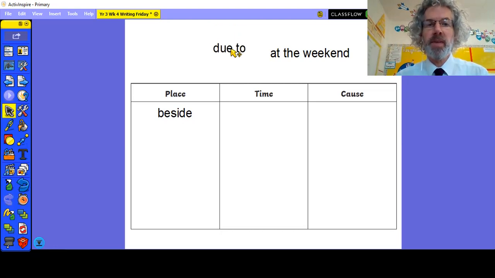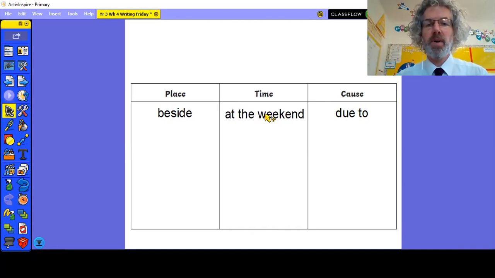Due to, is that saying where something is, when something is, or the cause? Due to is cause. And finally, at the weekend, is that where it is, when it is, or the cause of something? Yes, of course it is. That's under the time one, answering when. So that's the first part of today's lesson. Fill all those in. Be careful, put them in the right places.